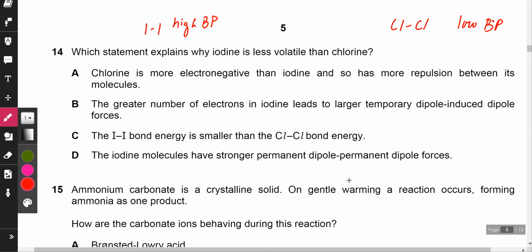Ignore the options first. What's the explanation? Why does iodine have high boiling points? Because it is a bigger molecule, which means it has more van der Waals forces. And there are only van der Waals forces because it's a non-polar molecule, so apart from van der Waals forces there is no other. So the answer is going to be B. Exactly. The bigger molecule has more electrons, and there would be more temporary dipole-induced dipoles, which is van der Waals forces.